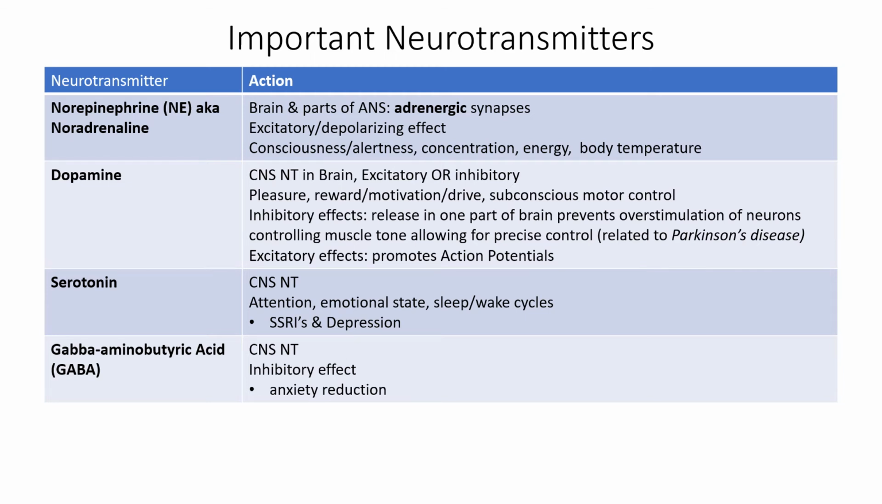And then lastly, we have gamma aminobutyric acid, or GABA. This neurotransmitter generally has an inhibitory effect. We don't completely understand its function, but it is found in 20% of the synapses in our brain, and we believe it's related to anxiety because some anti-anxiety medications work by enhancing the effects of GABA.